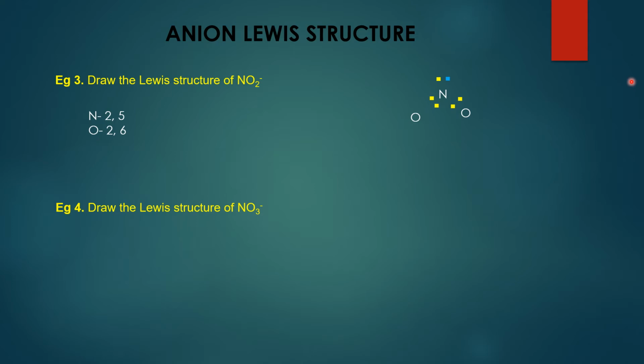That negative charge means 1 electron, an extra electron. So now nitrogen has a total of 6 electrons. How many electrons do you think it needs to become stable? It requires 2 extra electrons, and those 2 extra electrons can come from one of the 2 oxygen atoms. So one of the 2 oxygen atoms will be providing 2 electrons to this nitrogen.